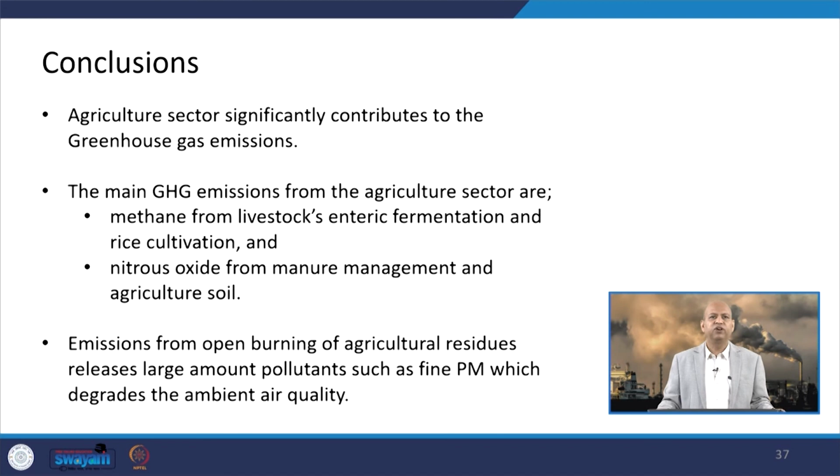Ultimately, if we want to conclude, we can say that the agriculture sector significantly contributes to greenhouse gas emissions, although there are other emissions like particulate matter and ammonia. Nitrous oxide and methane are the greenhouse gases, but other pollutants are also there. These greenhouse gas emissions are basically from livestock's enteric fermentation and rice cultivation related activities, and nitrous oxide is predominantly from manure management and agriculture soils. Emissions from open burning of agriculture residues release large amounts of pollutants such as fine particulate matter, which can degrade the ambient air quality, which every year we see particularly in the northern part of India. So, you can now appreciate that agriculture related emissions are also very important if we consider how much they contribute to greenhouse gases or to the regional air quality status.